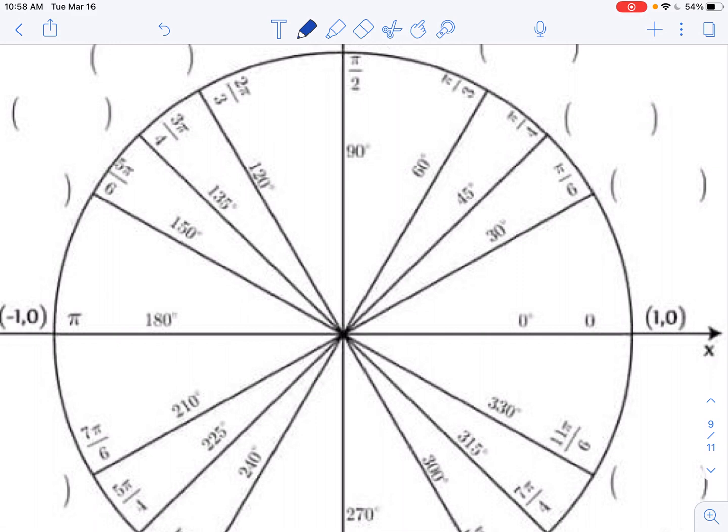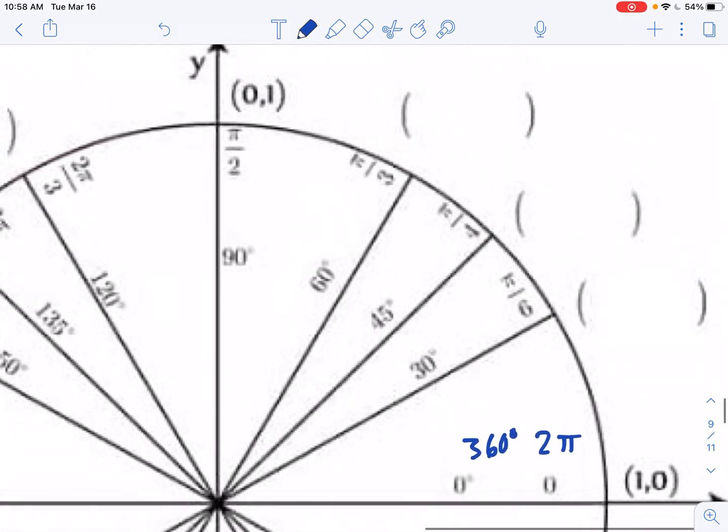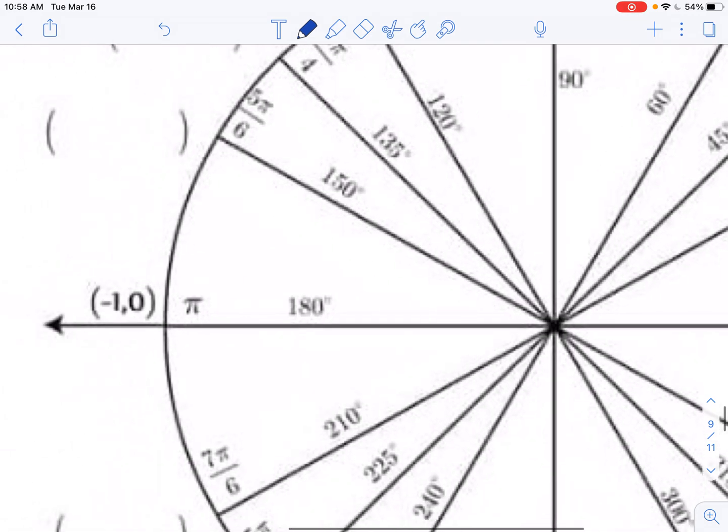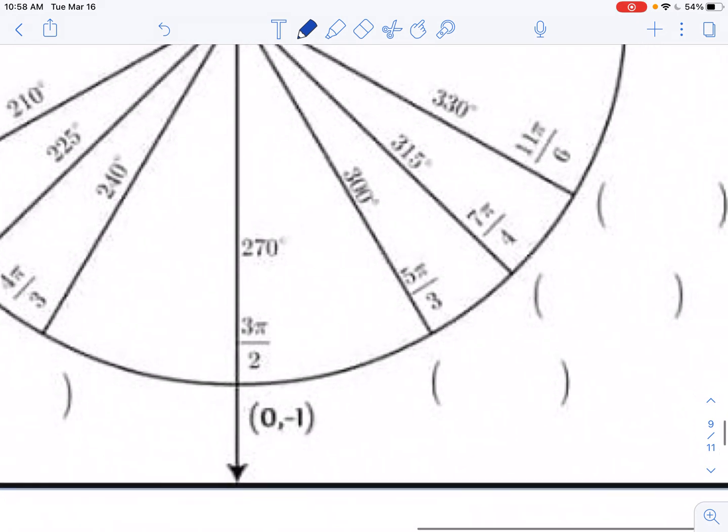So at 0 degrees or 0 radians or 360 degrees or 2 pi radians, your xy values are 1, 0. At 90 degrees or pi over 2 radians, your xy values are 0, 1. At 180 degrees or pi radians, your xy values are -1, 0. And then at 270 degrees or 3 pi over 2 radians, your xy values are 0, -1.